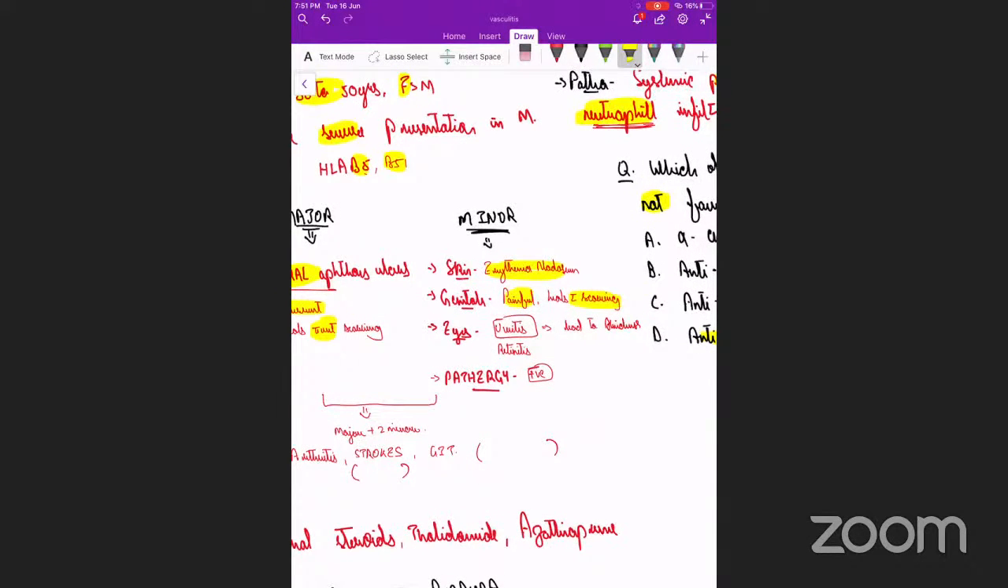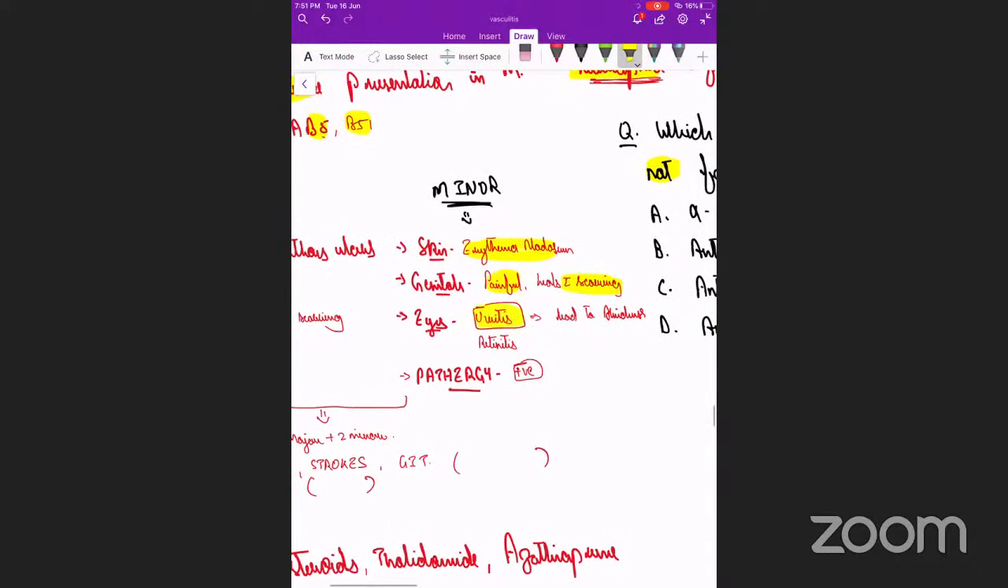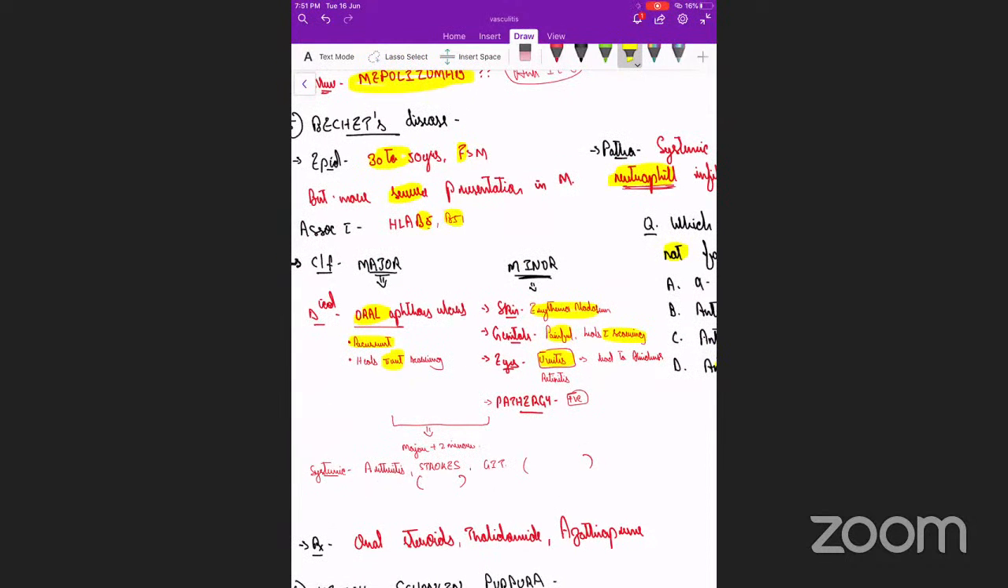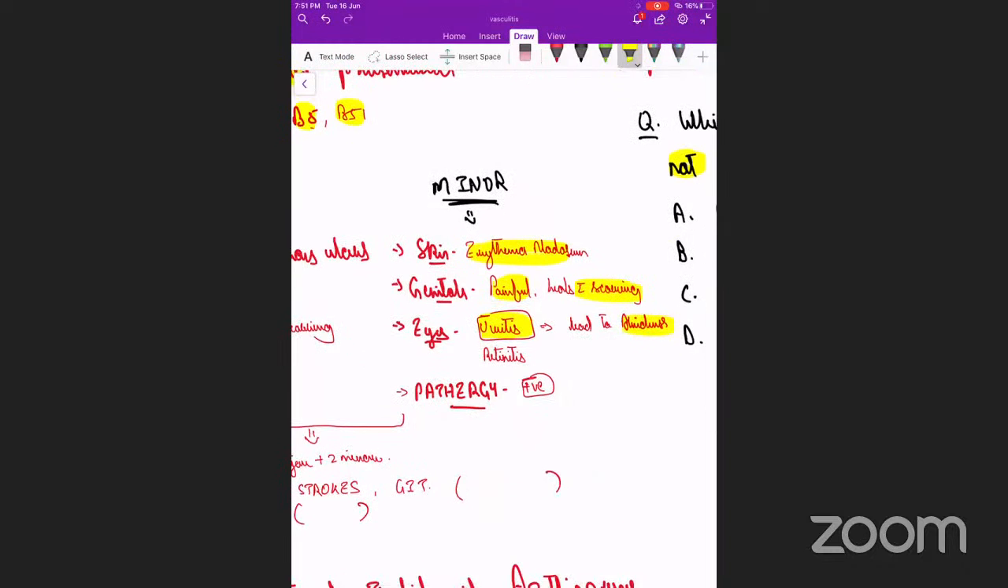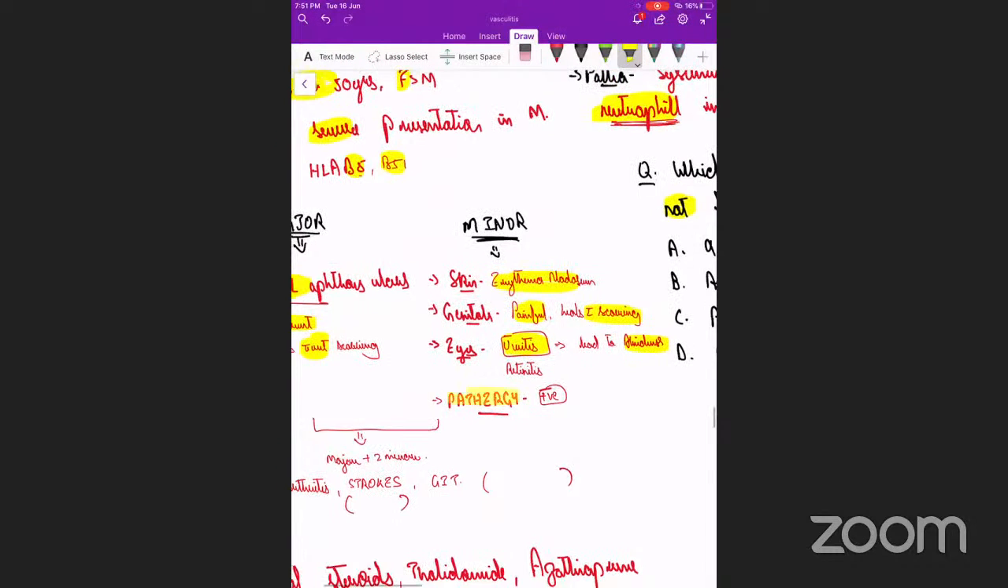Eyes, very important. Uveitis will be there. Sorry, non-granulomatous uveitis it causes. Then this will lead to blindness. So this is the dreaded complication. Retinitis also can take place, and pathergy test will be positive.